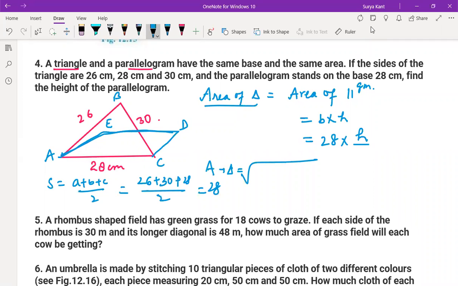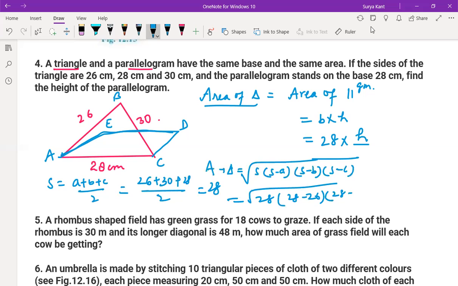Area of triangle is equal to root of S into S minus A, S minus B, S minus C. So you can find easily. S is 28: 28 minus 26, 28 minus 30, 28 minus 28. Is it coming in this only? No, wait. This should not come 0. Something we did mistake. I made a mistake here. See, 26 plus 30 plus 28 divided by 2. You just see, children, what you are getting.